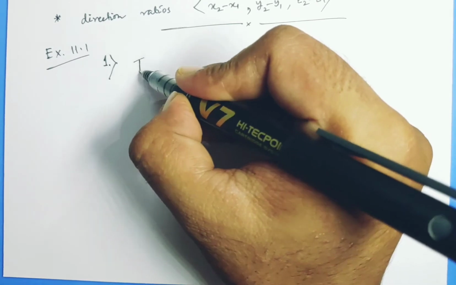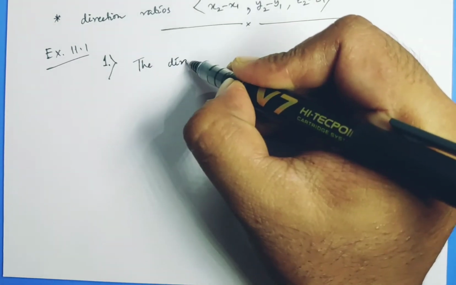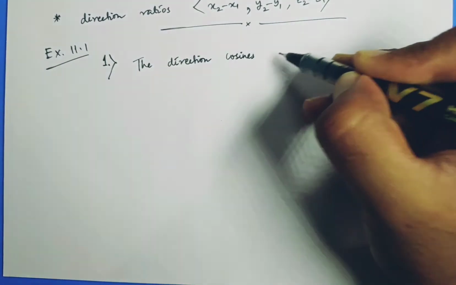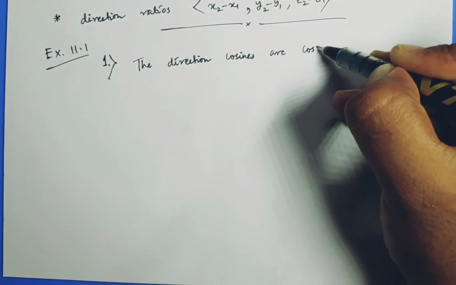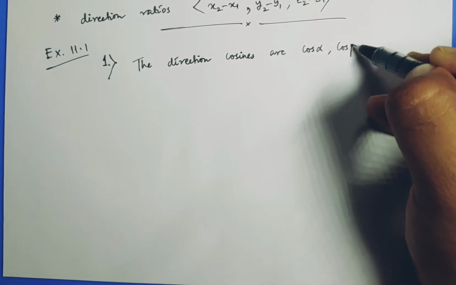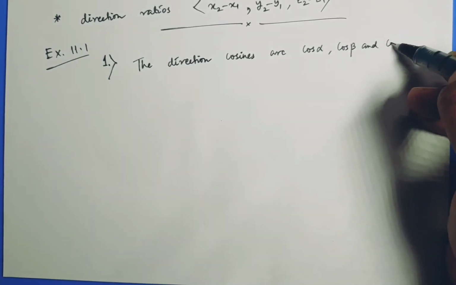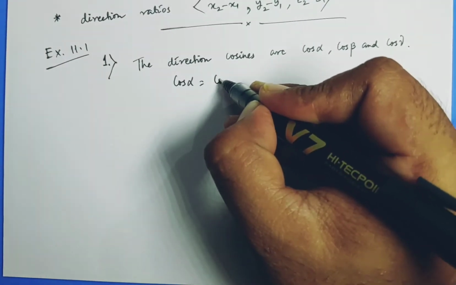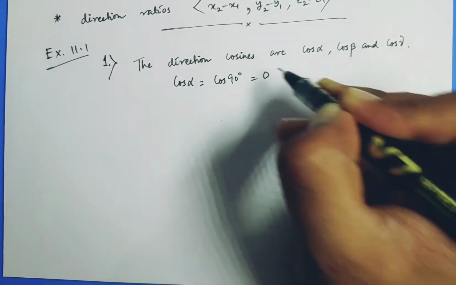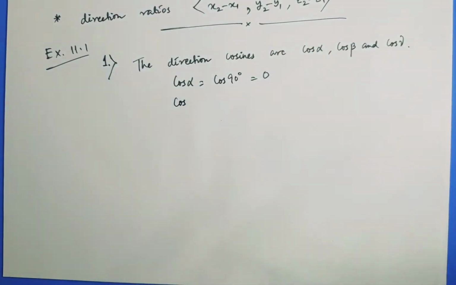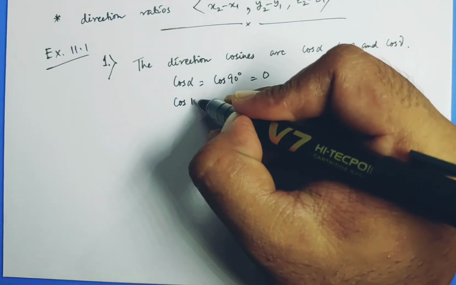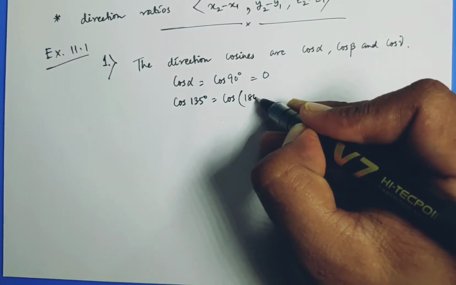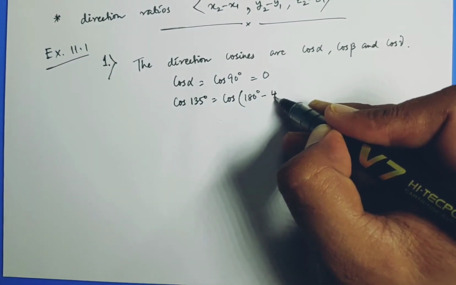So the direction cosines are what? The direction cosines are cos alpha, cos beta and cos gamma. So cos alpha is equal to what? Cos 90 degree, and that is equal to 0. Cos 135 degree will be equal to what? That is equal to cos of 180 degree minus 45 degree.